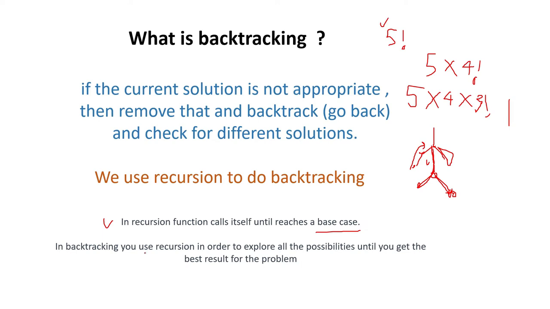But in the case of backtracking, you use recursion in order to explore all the possibilities until you get the best result for the problem. In the example I have shown, you are doing recursion to check all the possibilities, but you failed somewhere, and from that point you have to backtrack and find other possibilities. And if you get the solution, you are done. So this is all about backtracking, and it's a very useful thing to solve many kinds of problems.